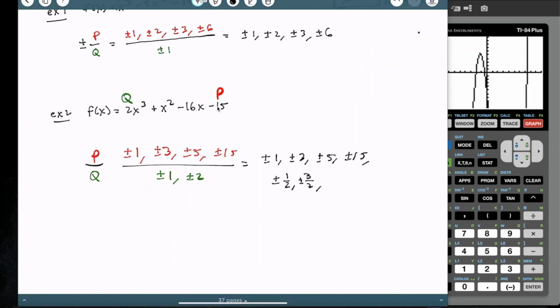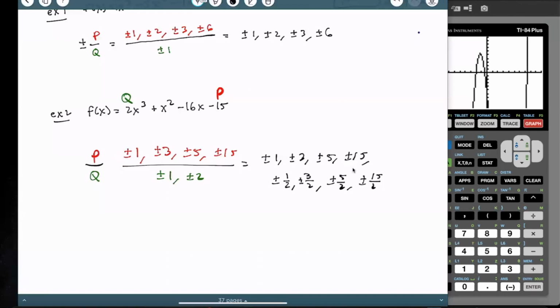Once again, plus or minus for everything, because I don't know which signs are which. 5/2 is another possibility, and then it looks like 15/2, right? So if I divide all 4 by 2, these are all my possible roots. So if the roots are rational, they would have to be in this list. If they're not, they're either irrational or imaginary.